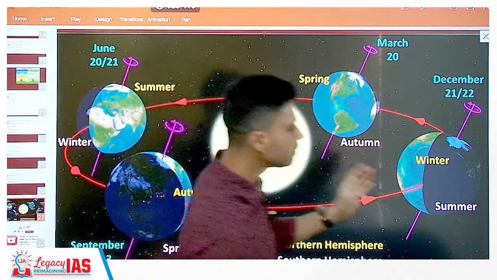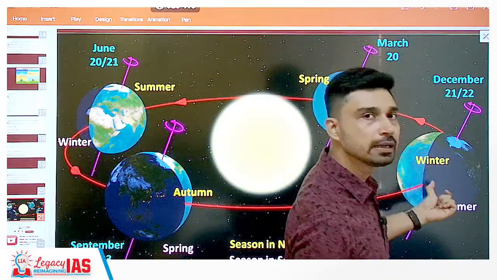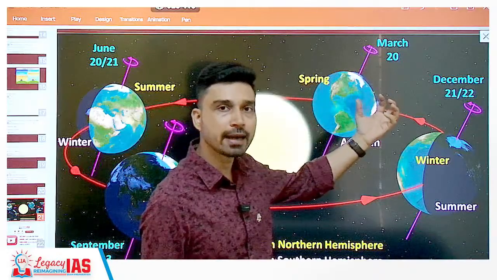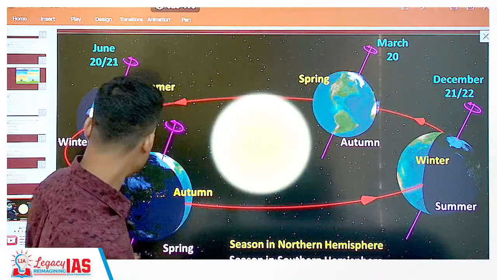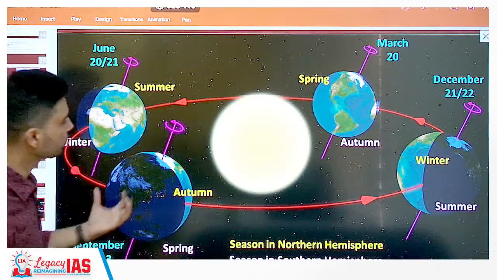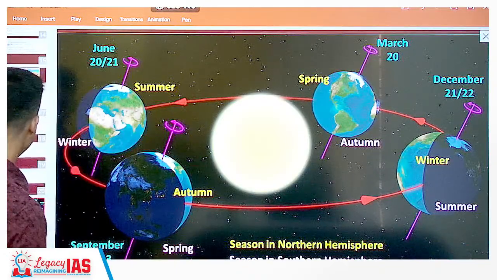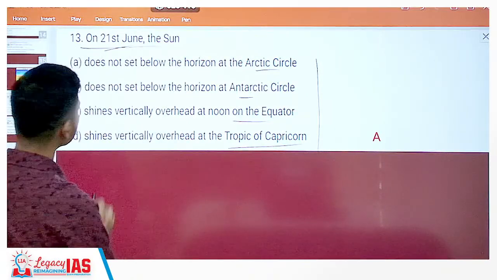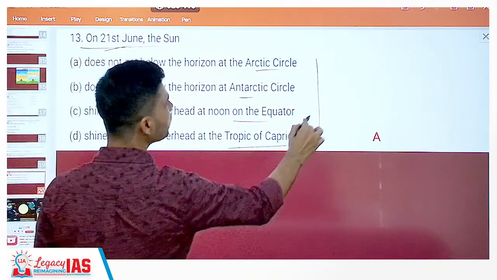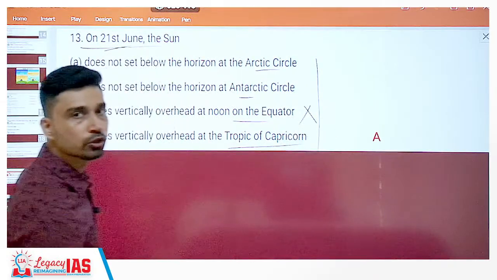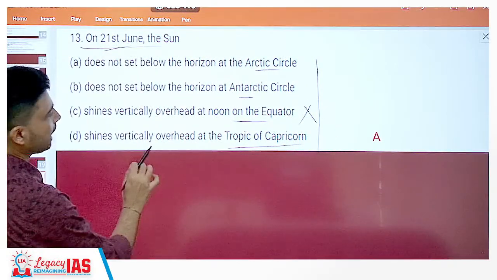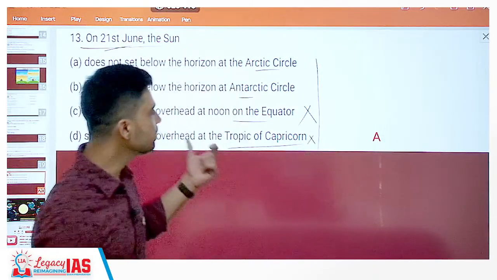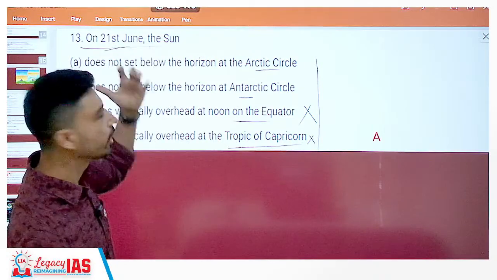Similarly, on 21st of December, the sun is shining directly above the Tropic of Capricorn, and on 21st of March it is at the equator, and also on 22nd or 23rd of September it is shining overhead at the equator. So does the sun shine vertically overhead at noon on the equator on 21st of June? No, this happens only during the months of March and September. Shines vertically overhead at the Tropic of Capricorn? No. When does it happen? It happens on 22nd of December, not on 21st of June.